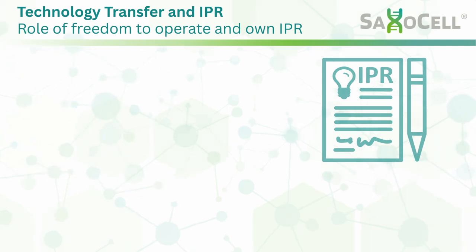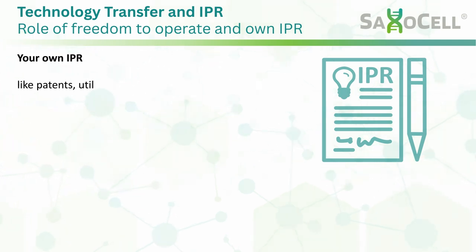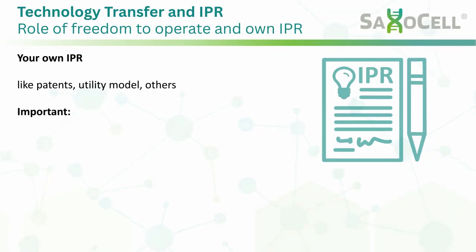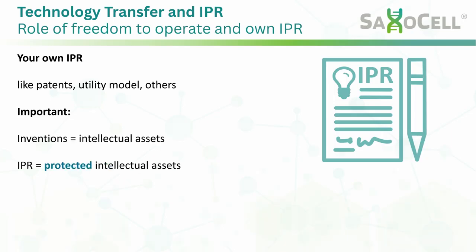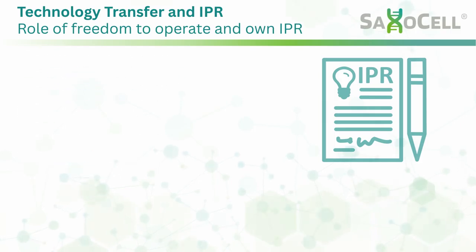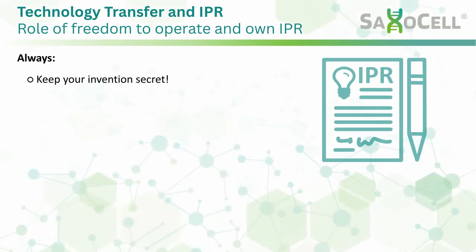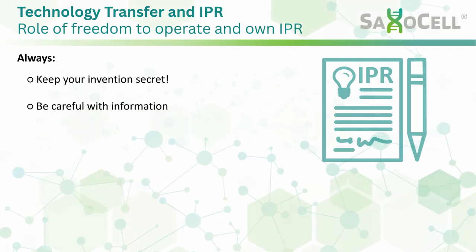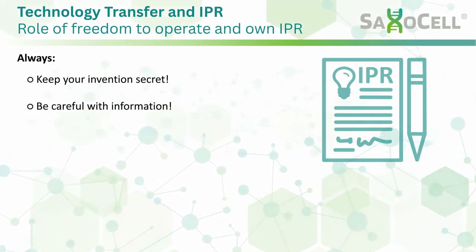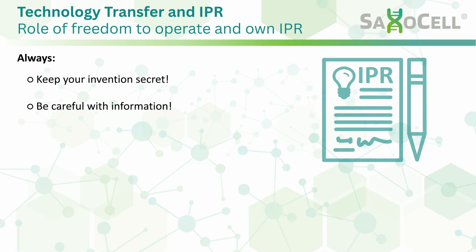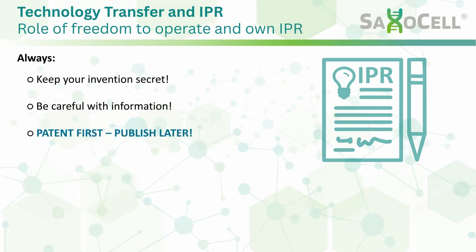Now let's say you have your intellectual property rights, like patents or utility models. Then you have the right to exclude others from using your technology. It's important to meet all patentability requirements. Inventions are intellectual assets, but they only become IPR when you take steps to legally protect them. So before that, always keep in mind, keep it secret if you don't want to give your invention away for free. Be careful when you publish, give symposia, or hold classes. And most importantly, patent first, publish later.